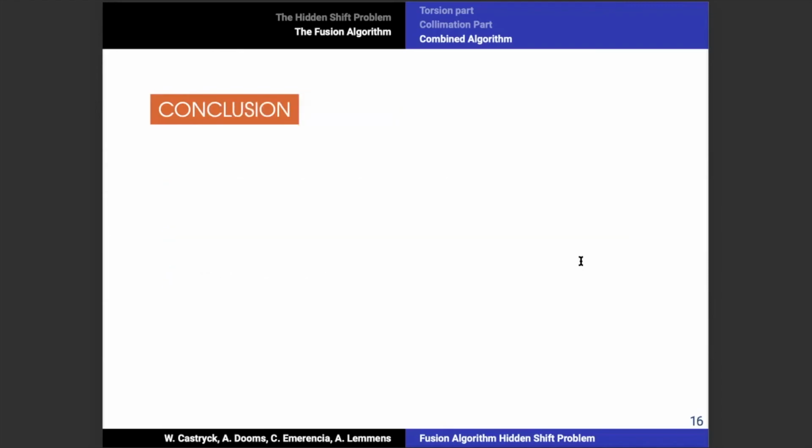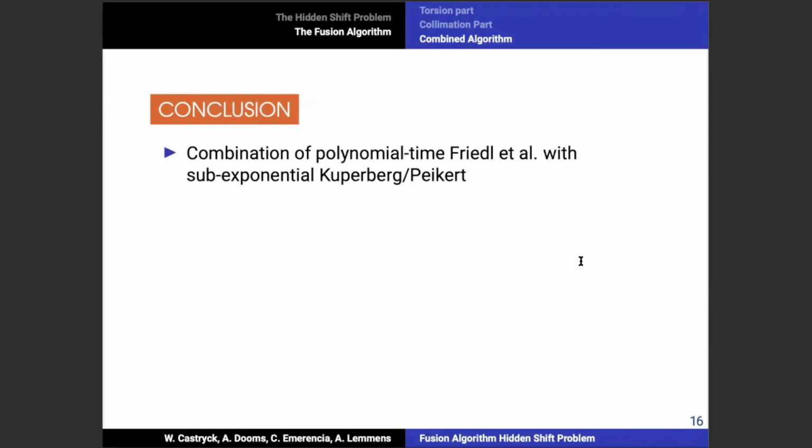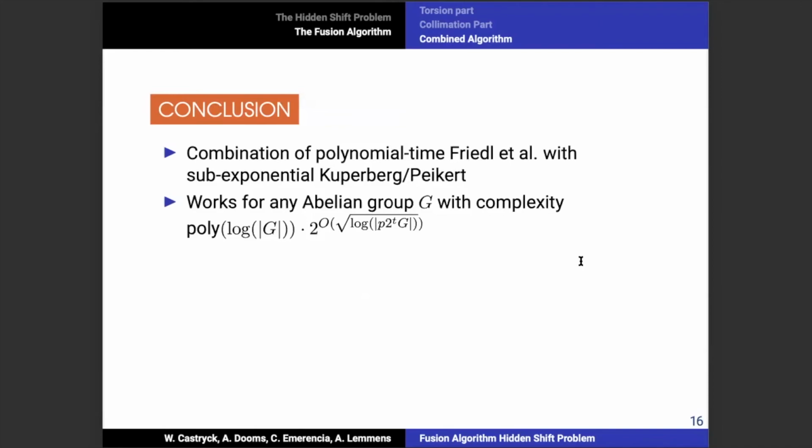To summarize, we have combined ideas of Friedl, Ivanyos, Magniez, Santha, Sen, Peikert, Kuperberg, and others to create an algorithm to solve the hidden shift problem. It works for any abelian group G with this complexity, and the notation P2 to the T G means the subgroup of G without the P2 to the T torsion elements.